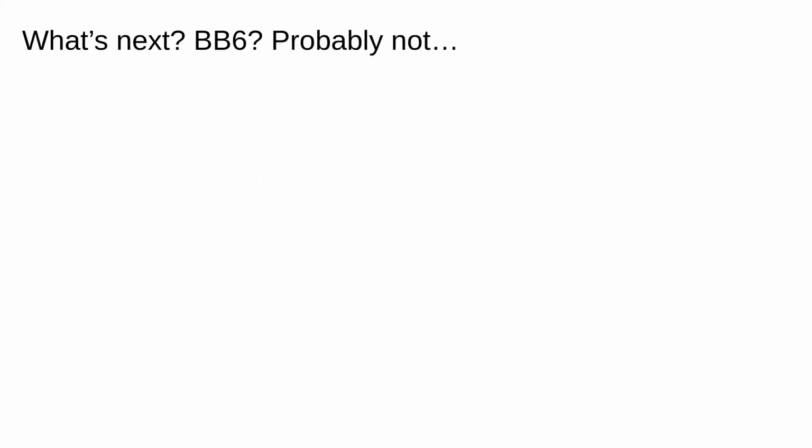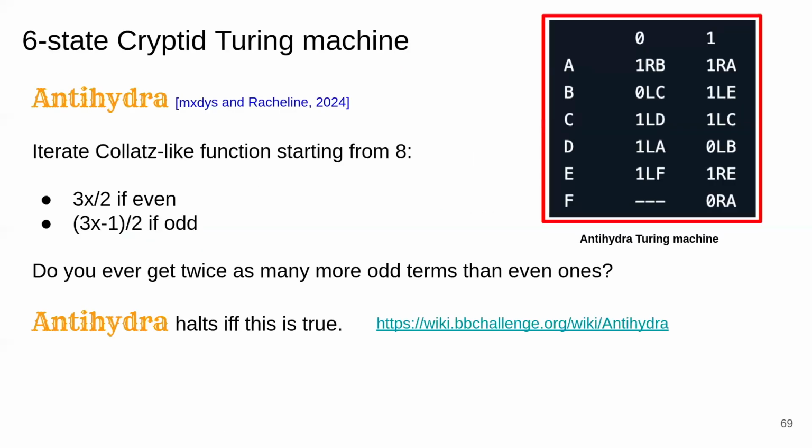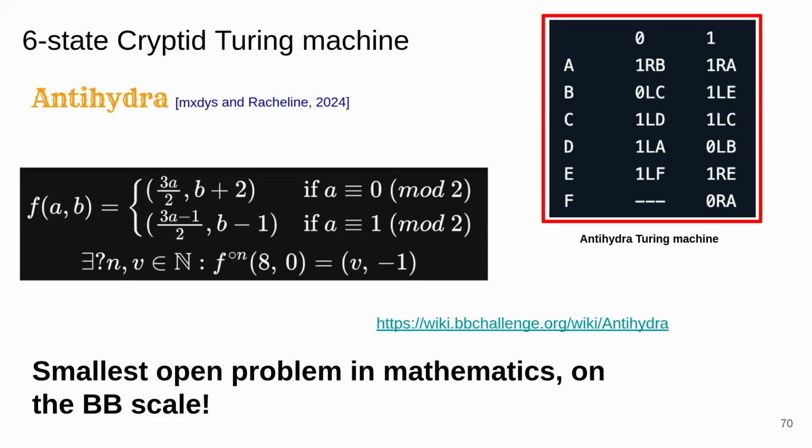And then it's even worse because we have found a 6-state Turing machine whose halting problem is equivalent to something that's very reminiscent of the Collatz conjecture. It iterates a Collatz-like function from a starting point, and it asks, do you ever get twice as many more odd terms than even terms? If we just put it mathematically, it says this.